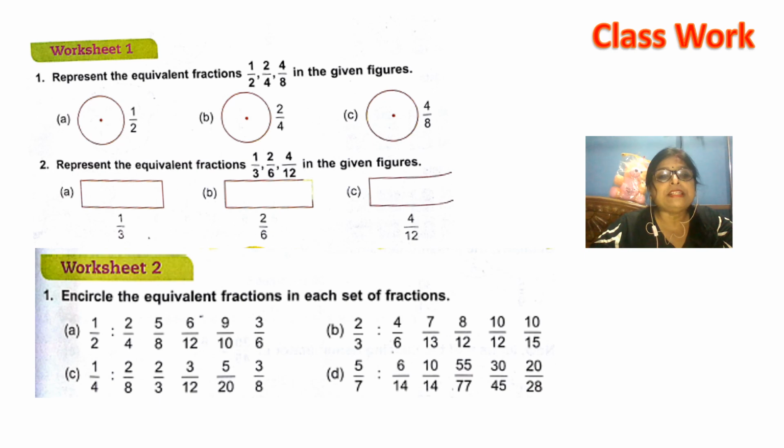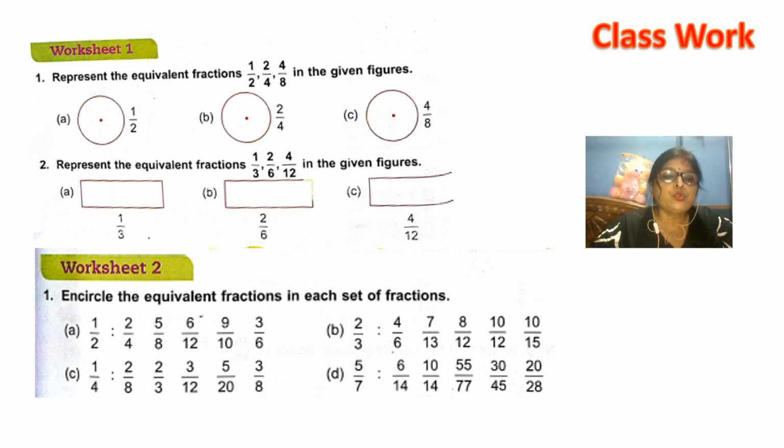My genius students, here worksheet 1 is given and you have to do it. Question 1: Represent the equivalent fractions 1 by 2, 2 by 4 and 4 by 8 in the given figure. So you represent it in the figure, in this circle. Next, represent the equivalent fractions 1 by 3, 2 by 6, 4 by 12. It means you have to shade the figure and then find out the equivalent fraction.